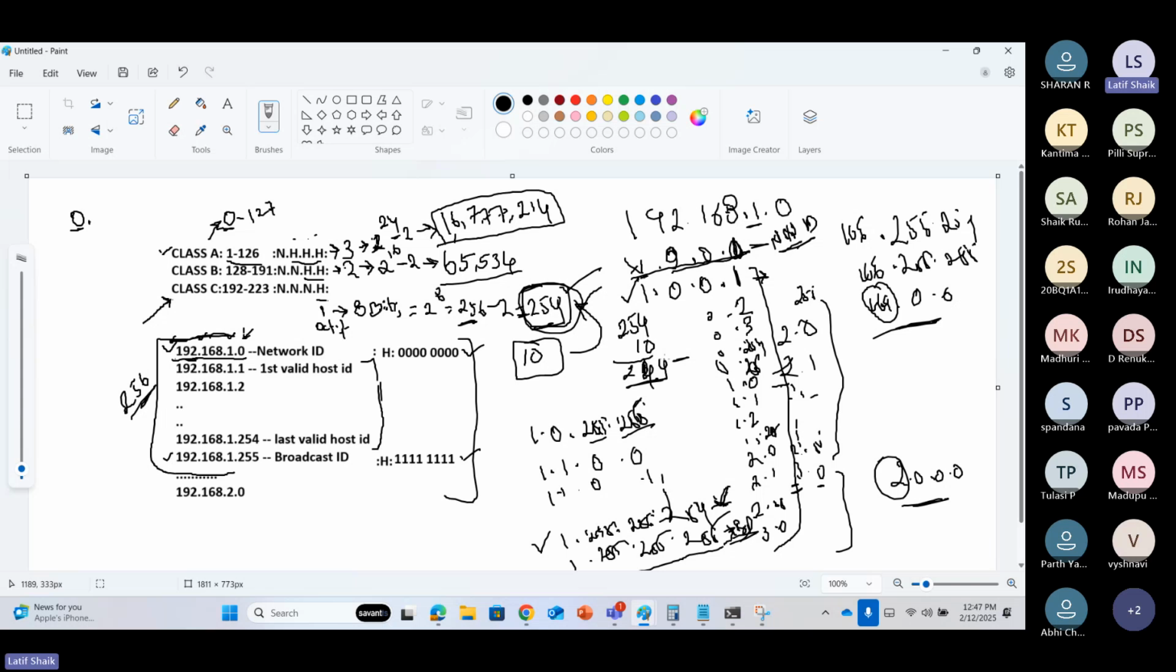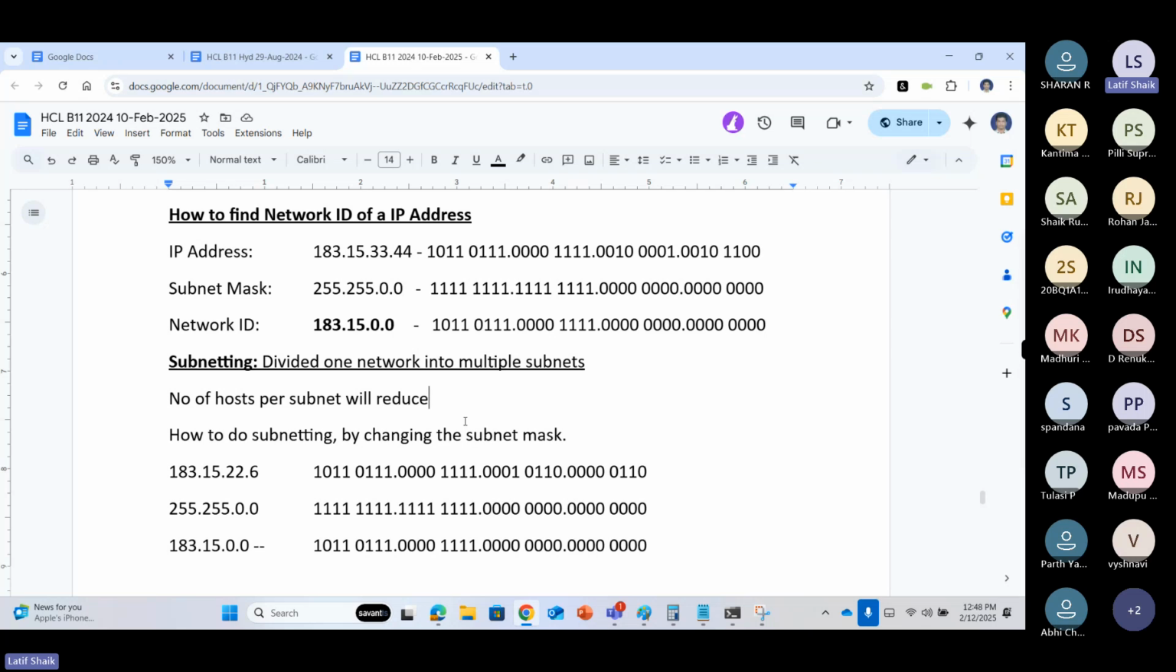So what they do is take one network and chop it into small pieces. They cut or divide one full network into small networks. These small networks we call subnets. They divide one network into multiple subnets.